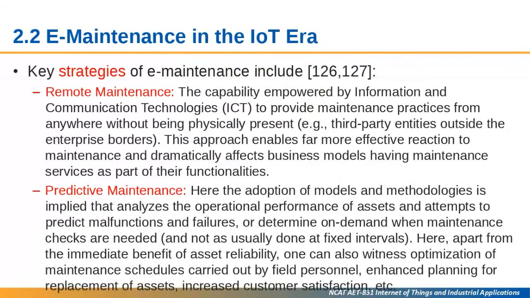Some strategies for e-maintenance include remote maintenance. By its name, you know that basically we can access the machine operation data from remote locations. Then we can see whether it is working as it is supposed to. And we can also do predictive maintenance. Basically, we use models and methodologies to analyze the operational performance of the assets and attempt to predict malfunctioning and failures, and or determine on demand when maintenance checks are needed.